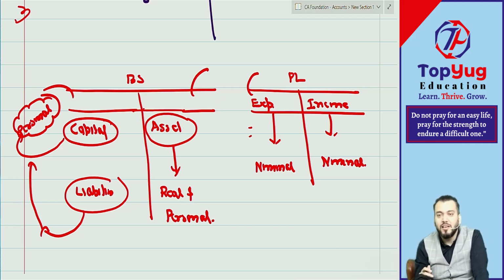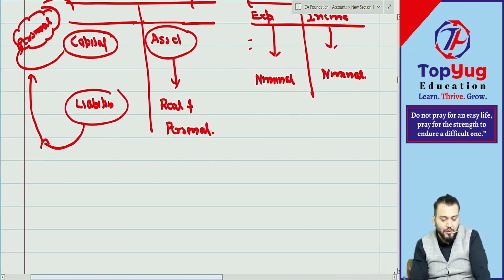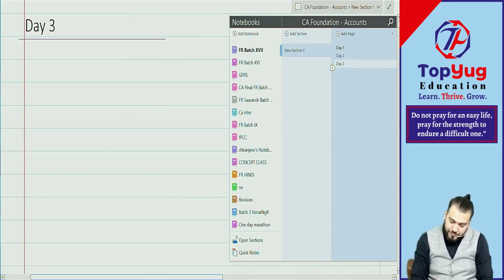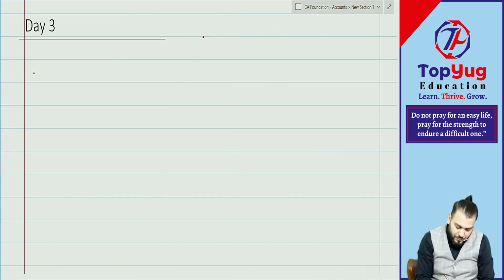Income and expense are not transferred to the balance sheet. Understood? Yes, this much we have understood. So can we write down a note after this? Write down some important points, whatever we have discussed. Write down notes.